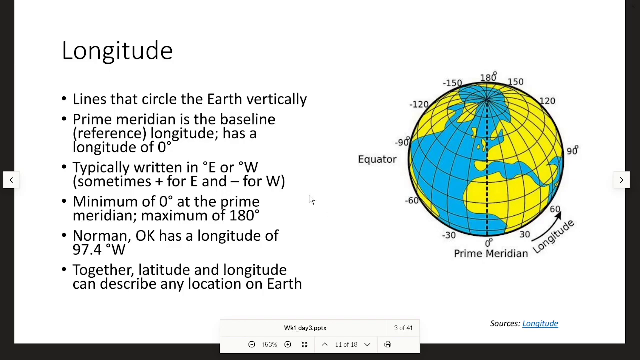But the baseline reference is the prime meridian. I think it runs through Greenwich, England, and it has a longitude of 0 degrees. They're written in east or west degrees, and the minimum is 0, and the maximum is 180 on the other side of the Earth, and then it goes back negative. So our longitude is 97.4 degrees west. And together, the latitude and longitude can describe any location on Earth.